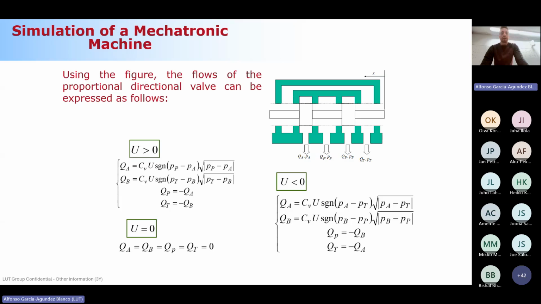Exactly. Remember, in the center position you don't have any of the ports connected. So all the volumetric flow rates are equal to 0, okay? You have them here. Perfect. Now, for U greater than 0, which is equivalent to moving the spool, yeah, in the tutorial was right.